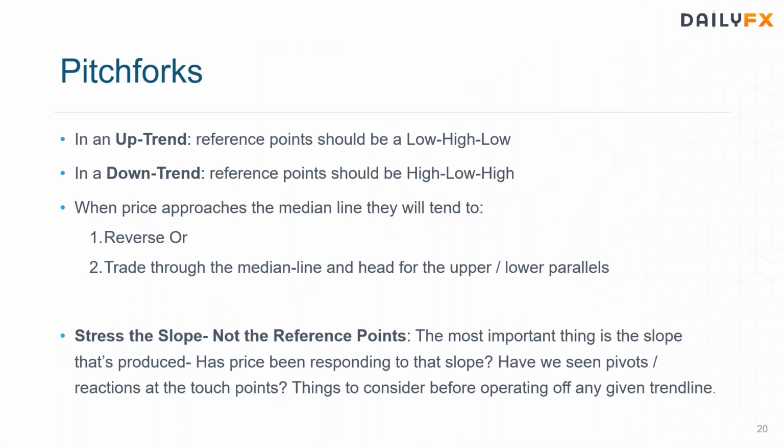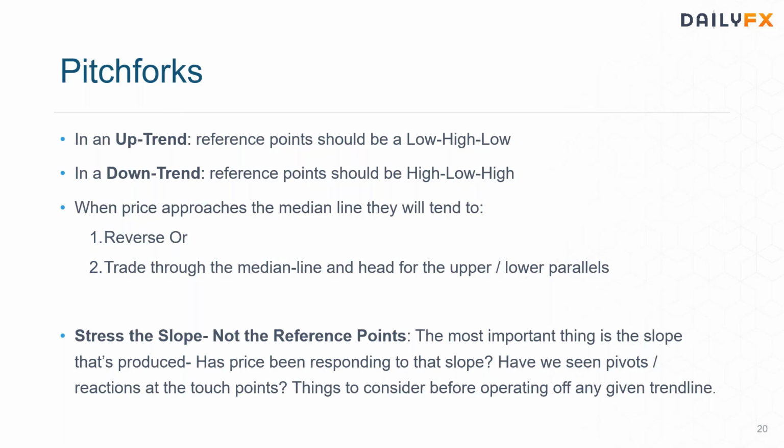So some things to take away with pitchforks before we jump into some live charts here. In an uptrend, remember your reference points should be a low, high, low. In a downtrend, you're looking for a high, low, high. When prices approach the median line, which is the buy sector, you're looking for a reversal or inflection, or if it breaks, you're looking for a tag of the opposite median line. If it's on the upside, median line resistance. If it's on the downside, median line support.